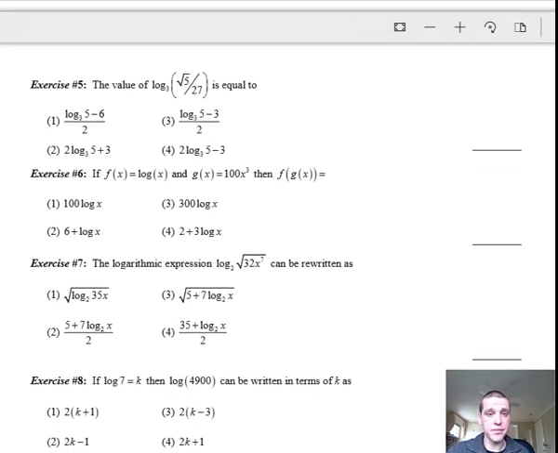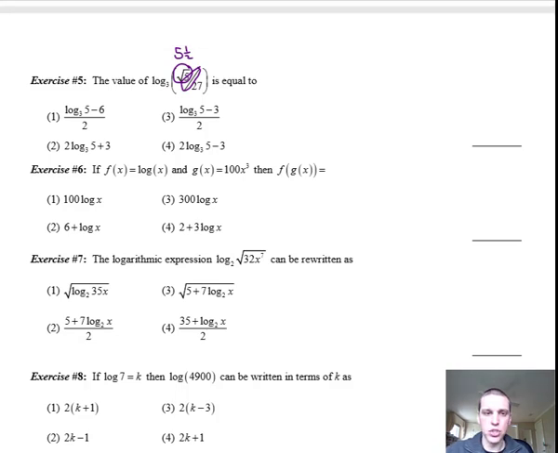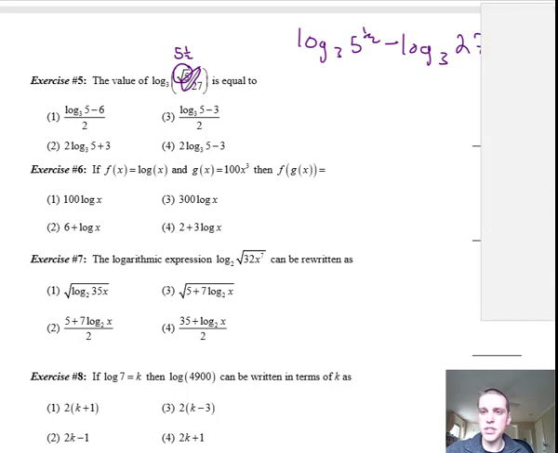Exercise 5. I have log base 3, and notice here that I have just numbers. I don't even have variables. So I'm going to immediately notice that this is 5 to the 1/2, and I have the quotient rule right there. So I'm going to rewrite it. Log base 3 of 5 to the 1/2 subtracted from log base 3 of 27. Well, immediately I'm going to notice that this 1/2 can come out in front due to the power rule.